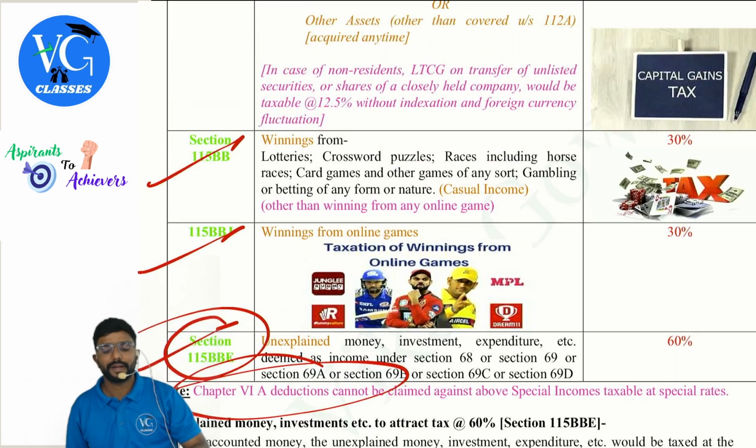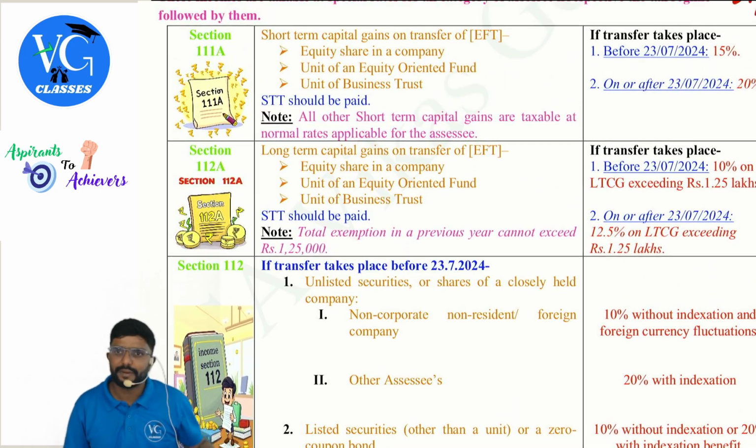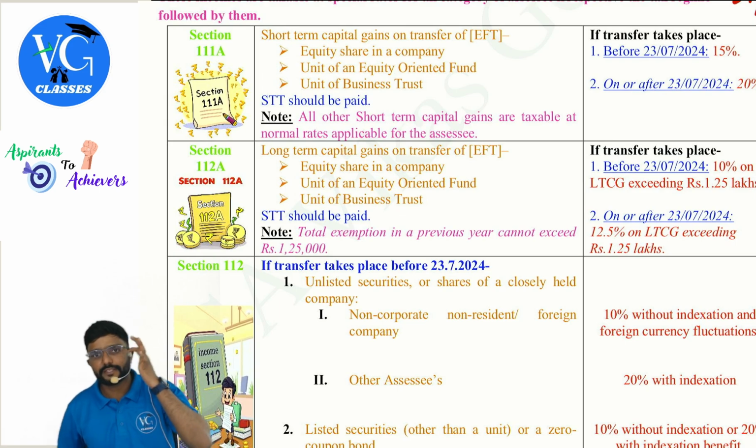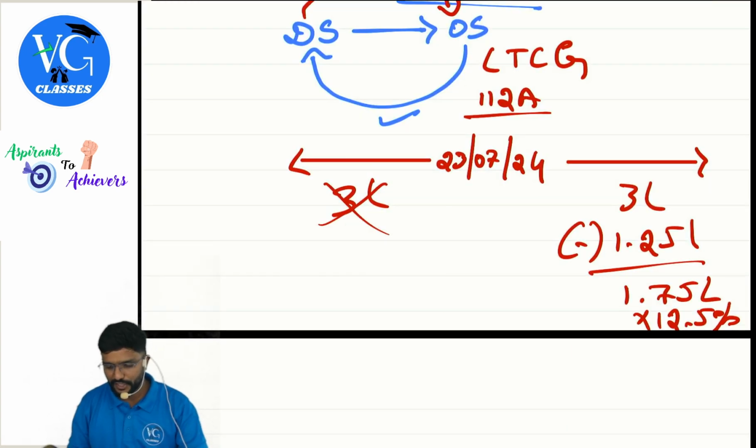Yes, sir. But, sir, I have only 3 lakh or 2 lakh capital gains income. Can I claim the benefit of the basic exemption limit? Yes, only if I am a resident individual or HUF. First, you will adjust your normal income against the basic exemption limit. If you still have some shortfall or unexhausted basic exemption limit, you can set it off against capital gains special income.